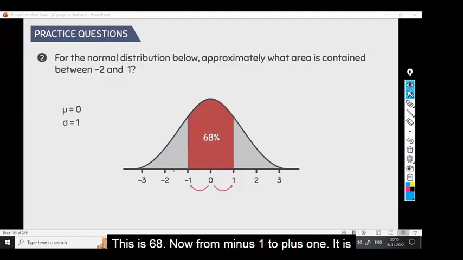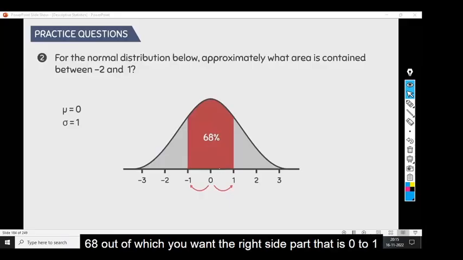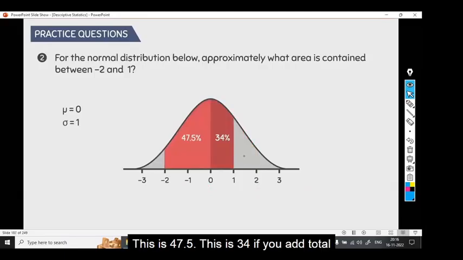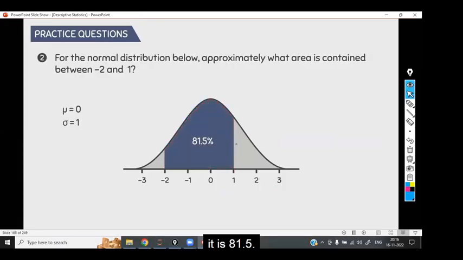This is 68. From minus 1 to plus 1, it is 68. Out of which you want the right side part, that is 0 to 1, which is 34. And from here to here, this is 47.5, this is 34. If you add total, it is 81.5. That's it. This is a basic question.